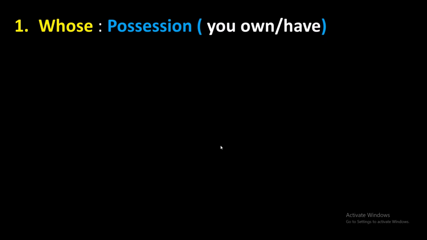We use whose for possession. So what is possession? Possession is something that you own or something that you have. For example, you have a book, so you own the book. You have a shirt, you own the shirt. So that is called possession. We use it with the word whose plus noun. So possession is whose plus noun. Don't get confused with the word who. Who is for people, it means we talk about people. But for possession, we use whose plus noun.